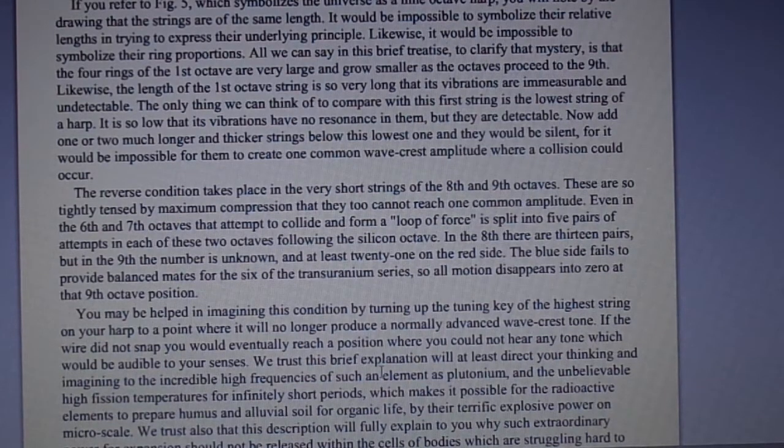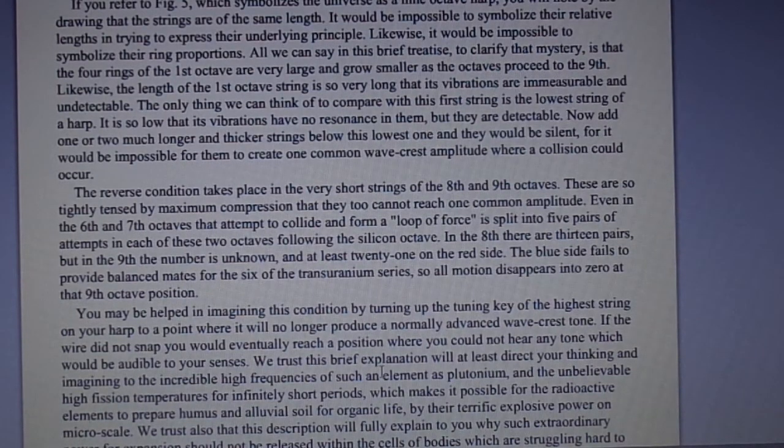Even in the 6th and 7th octaves that attempt to collide and form a loop of force is split into 5 pairs of attempts in each of these 2 octaves following the silicon octave. In the 8th there are 13 pairs, but in the 9th the number is unknown, and at least 21 on the red side. The blue side fails to provide balanced mates for the 6 of the transuranium series, so all motion disappears into 0 at that 9th octave position.